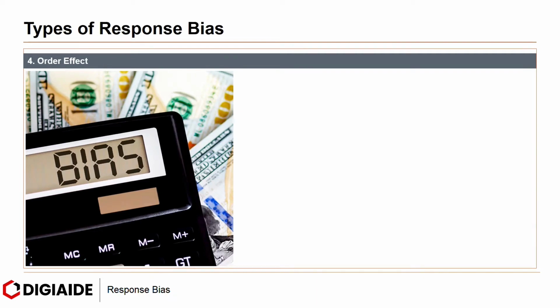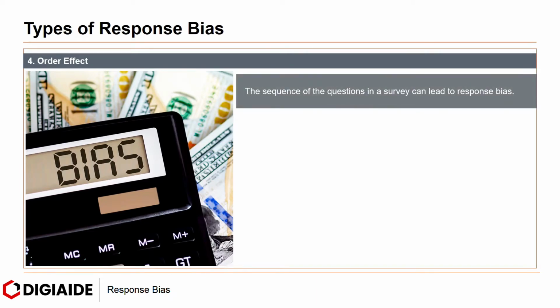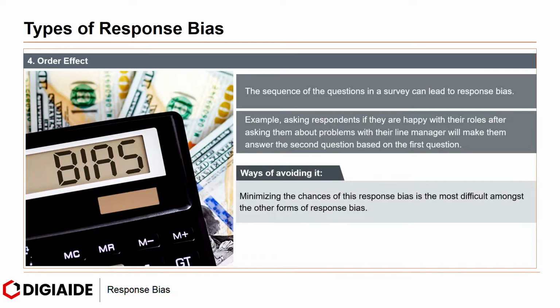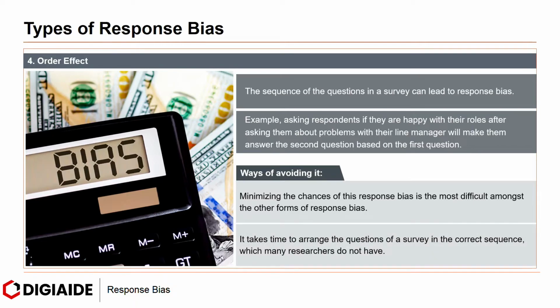Fourth, order effect. The sequence of the questions in a survey can lead to response bias. Example, asking respondents if they are happy with their roles after asking them about problems with their line manager will make them answer the second question based on the first question. However, the chances of the answer changing are high when the sequence of the question is reversed. Ways of avoiding it: minimizing the chances of this response is the most difficult amongst the other forms of response bias. It takes time to arrange the questions of a survey in the correct sequence, which many researchers do not have.